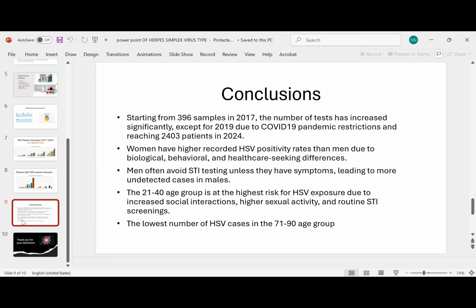The rise in herpes simplex virus positivity from 2017 to 2024 is likely due to a combination of increased testing, better detection methods, and changing social behaviors. While the pandemic may have temporarily influenced trends, the consistent increase suggests that herpes simplex virus remains a widespread infection. Public health efforts should focus on awareness, early diagnosis, and preventive measures to manage transmission rates effectively.